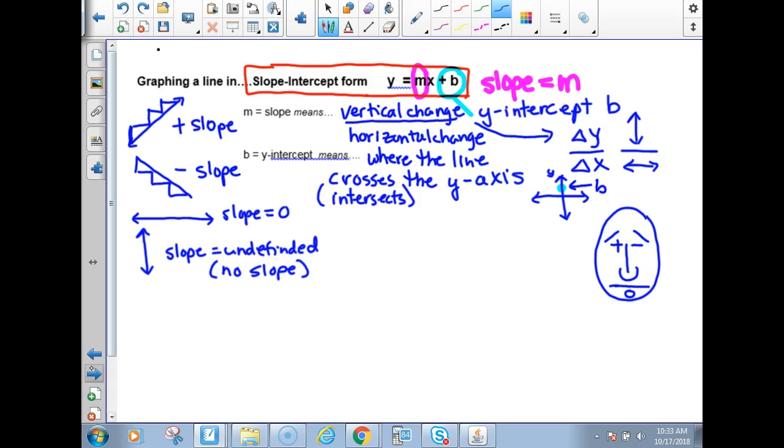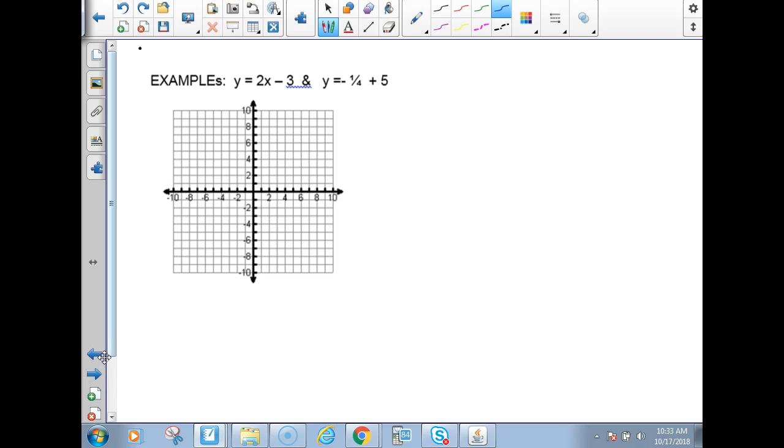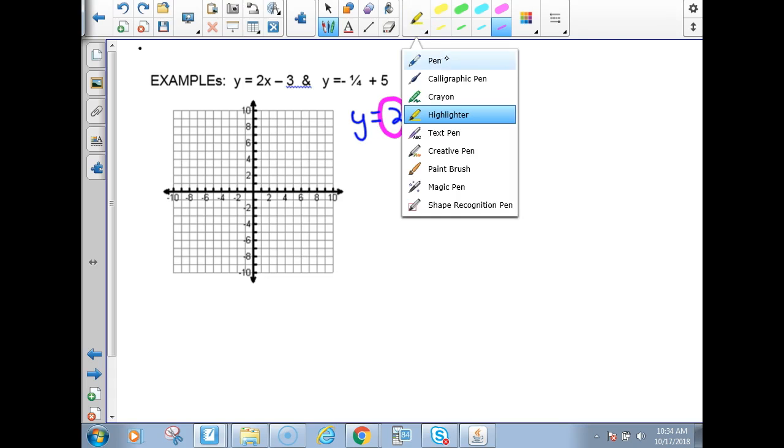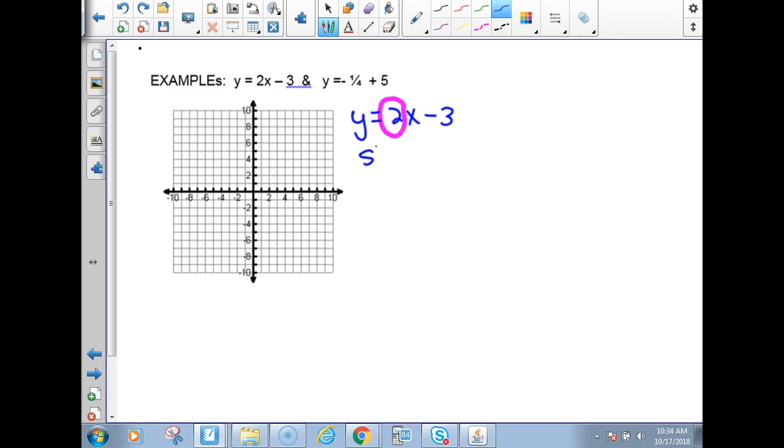Alright, what we're going to do now is an example of graphing a couple of lines. I already wrote all the definitions. I'm going to rewrite the equation and talk about what the parts are. I think I did slope in pink. The slope of this line is 2, which is your m value. You want to think of it as 2 over 1.